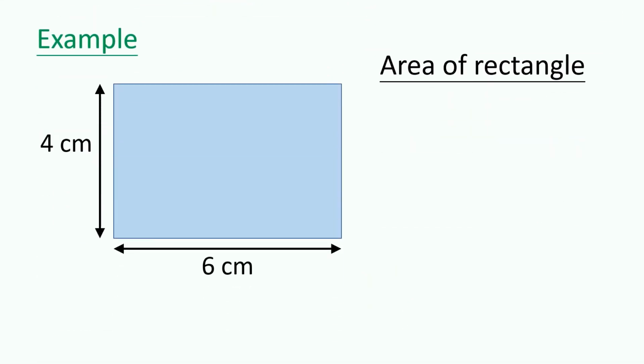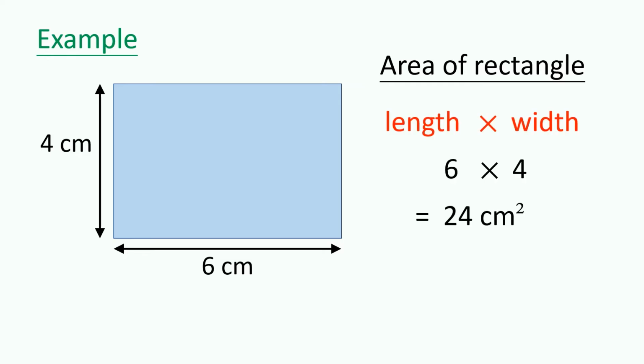For example, the length of this rectangle is 6 centimeters. Its width is 4 centimeters. The area is length times width. That is 6 times 4 equals 24 square centimeters.